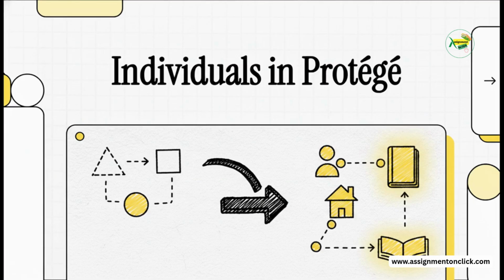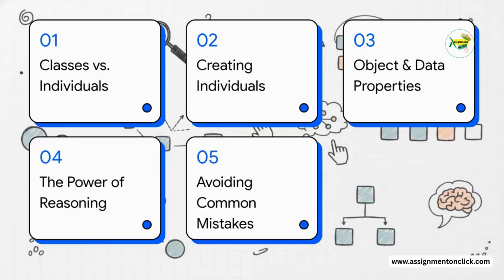If you've been building classes and wondering, okay, how do I actually use these to represent the real world? Well, you're in the right place. Here's our quick roadmap for the explainer today. We'll start with classes versus individuals, then move into creating Protege individuals. After that, we'll tackle object and data properties, explore the sheer power of reasoning, and wrap up by learning how to avoid some common modeling mistakes.